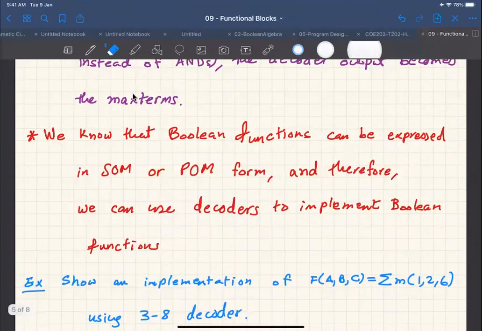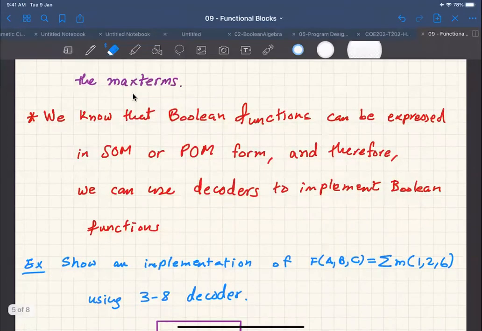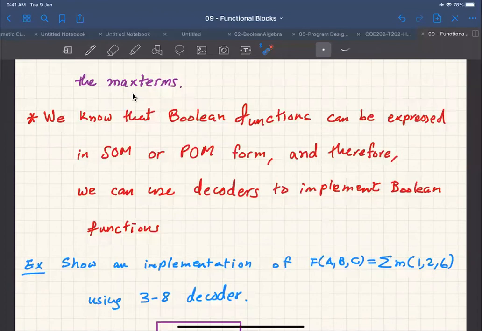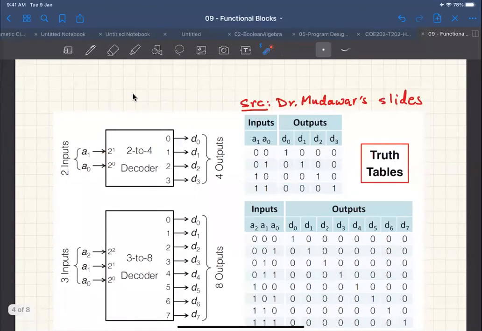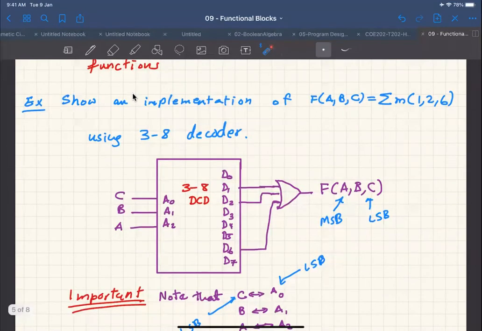So now we switch to implementation of functions using decoders. We would like to implement this function f of a, b, c, which equals the sum of Minterms 1, 2, 6, using a 3 to 8 decoder. Here is my 3 to 8 decoder, and you can see that C is the least significant bit, so it's hooked up to A0, the least significant bit input of the decoder. You can label inputs A0, A1, A2, or 2 to the 0, 2 to the 1, 2 to the 2, both are fine. And A is connected to the most significant bit, just like your function.